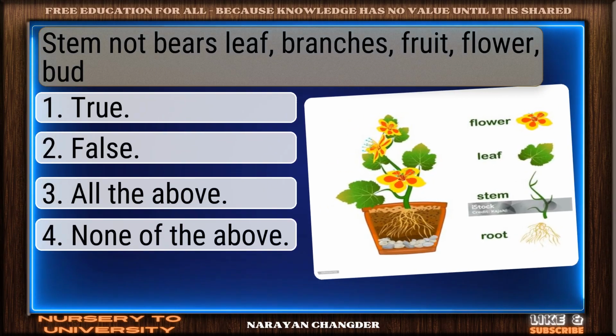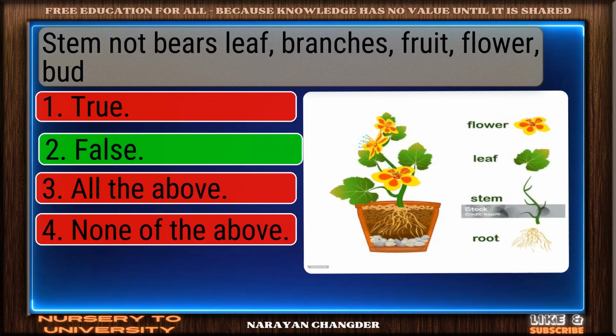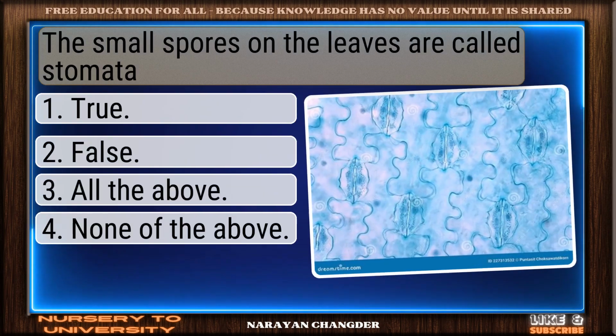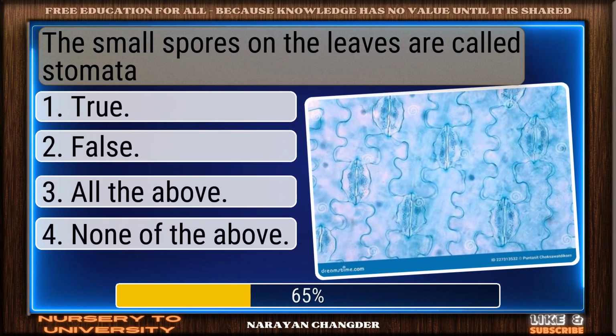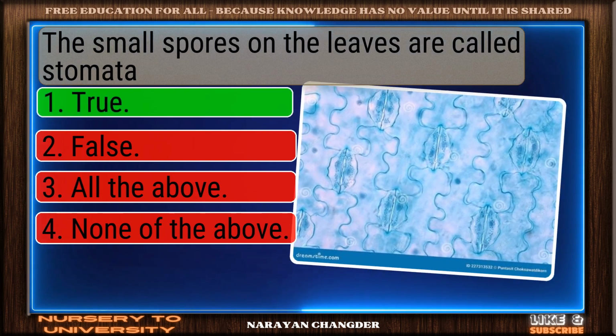Stem not bears leaf, branches, fruit, flower, bud. Great thinking. False is the right choice. The small spores on the leaves are called stomata. Well reasoned. True is the correct choice.